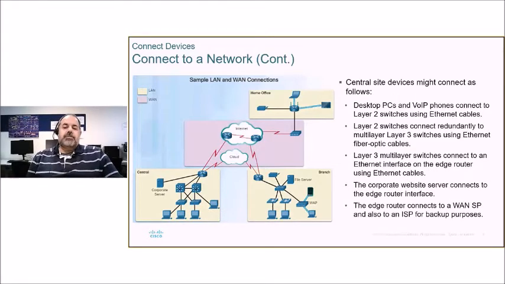Central site devices might connect as follows. The desktop PCs and VoIP phones, cables again. Layer 2 switches connect redundantly to a multilayer layer 3 switch. Layer 3 multilayer switches connect to an edge router using Ethernet. The corporate website server connects to the edge router interface. And the edge router connects to the WAN service provider and also to an ISP for backup purposes. So that's for the bigger office.